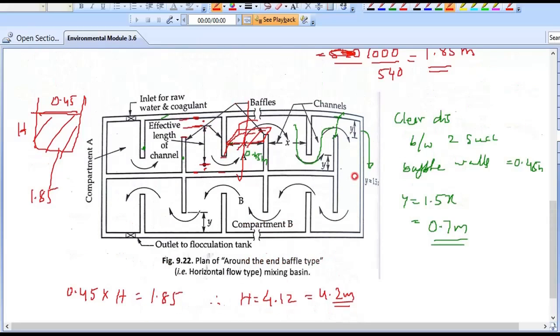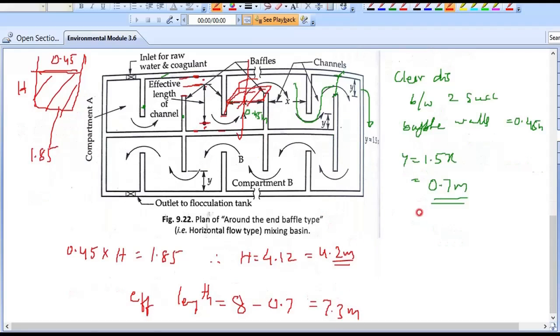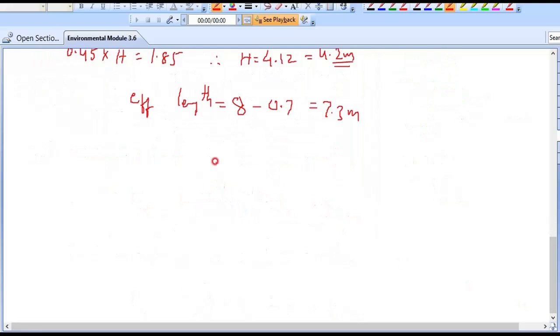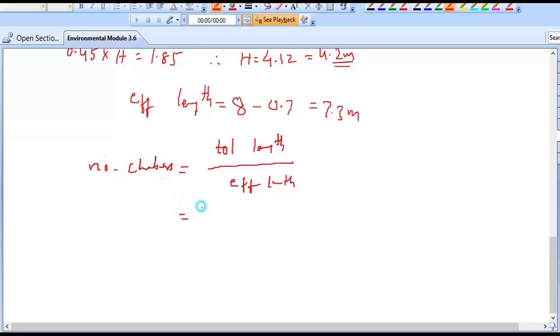Okay, then how many lengths are there here? That zigzag we don't take, just 1, 2, 3, 4 like that. How many chambers will be there? That many effective lengths will be there. Or indirectly, I know the total length, divided by effective length, then I will get the number of chambers. That is your 540 divided by 7.3. The answer is 74 chambers you are going to get.